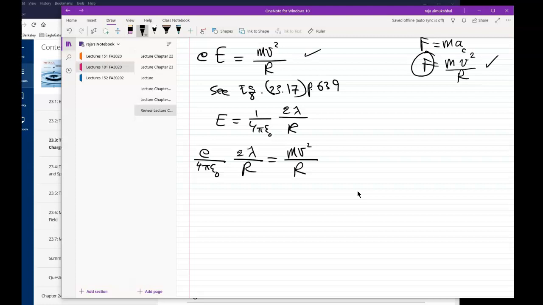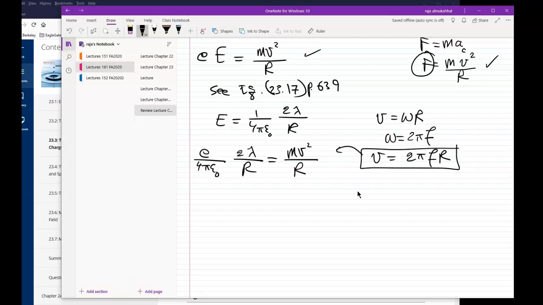I want to do something else. Look at the velocity. We know that the velocity is equal to omega r. Remember that when it comes to circular motion, where omega here is the angular frequency or angular velocity. Is that right? And I know that omega is 2 pi f, f here being the frequency, which is given to us. So I can plug it in there. So the velocity in this case is going to be 2 pi f r. See that? So now I can take this as well and plug it in there.